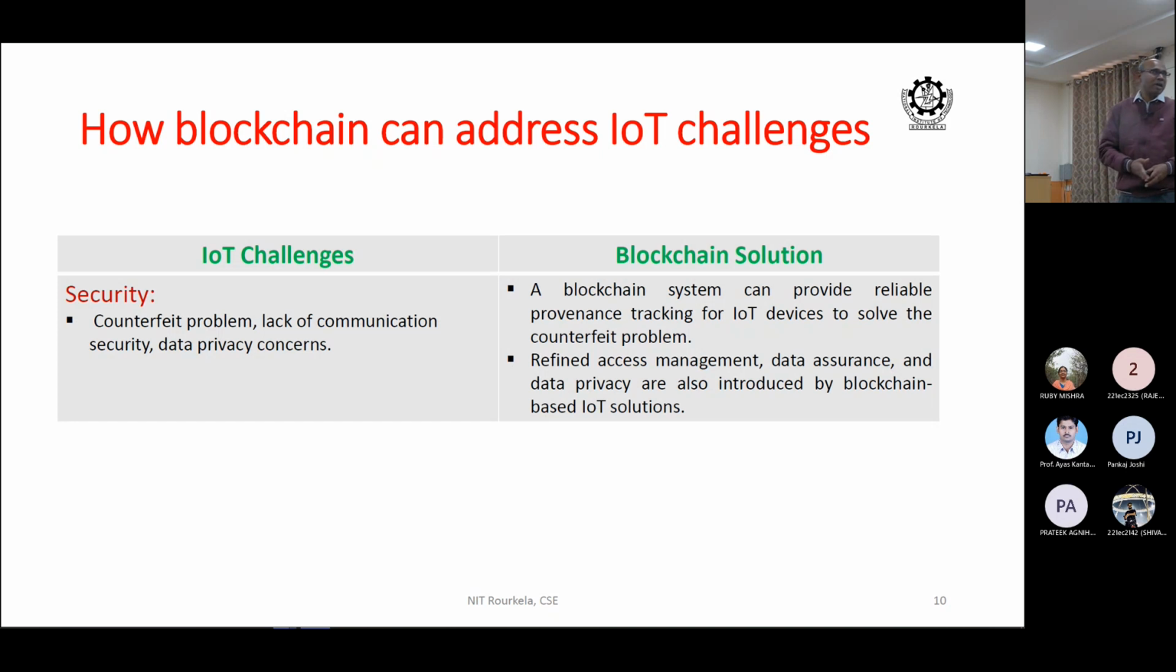These are some security concerns, and a blockchain can provide reliable provenance tracking of the IoT device to solve the counterfeit problem. We look at the counterfeit problem and some techniques that exist. Proposed blockchain technique to solve the counterfeit problem. So you can also find out the new technique to come up with the counterfeit problem. Then refine the access management, data assurance, and data privacy as introduced by the blockchain-based IoT.